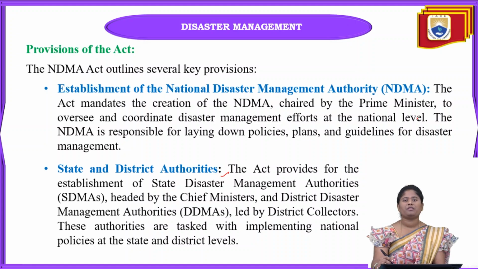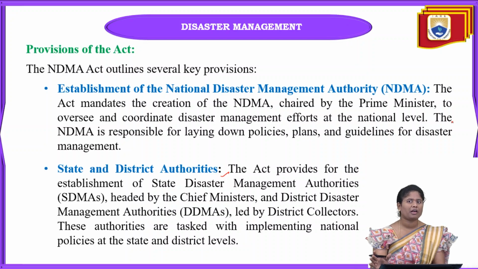The next one is state and district authorities. From this NDMA only, these state and district authorities are established: State Disaster Management Authorities and District Disaster Management Authorities. These two are adopted from this NDMA. The chairperson of the state authority will be the Chief Minister, and for the District Disaster Management Authority the chairperson will be the District Collector. They get to know of any disaster in their region.